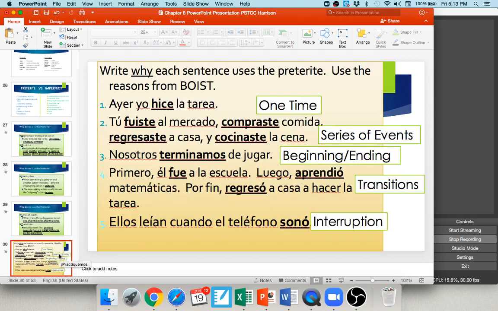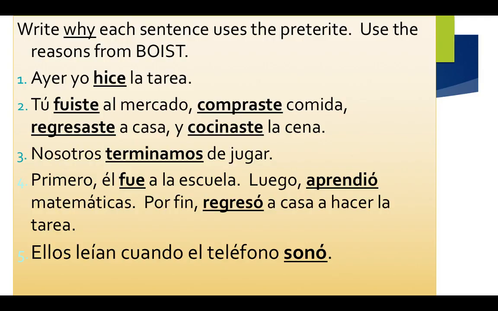So I'm going to make this full screen so you can't see my answers. I want you to look at these sentences and give me a reason from BOIST as to why they are in the preterite. So number one, ayer yo hice la tarea. Yesterday I did my homework. There's multiple things you can say here. You can say, ooh, ayer is a trigger word. Boom, preterite. That works. Or you can say it's a one-time event. That's a specific time, yesterday.